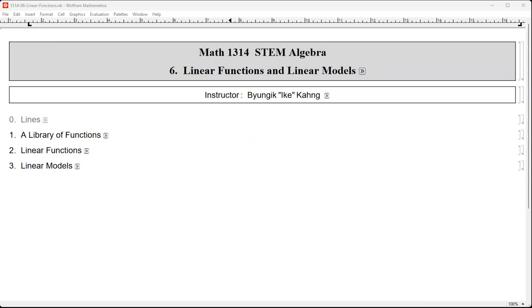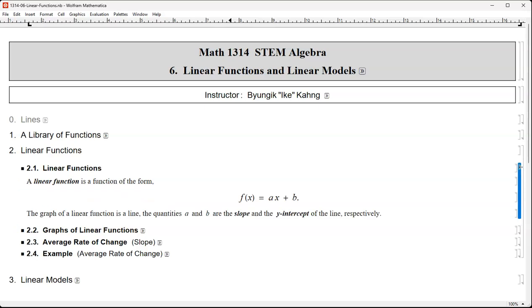Now let's go to section 2, linear functions. A linear function is a real function defined like this in ax plus b form. Well, that's the definition our textbook author is using, and I agree, and I'd like to follow that, but there is an issue. There is a possible ambiguity that may cause some confusion.